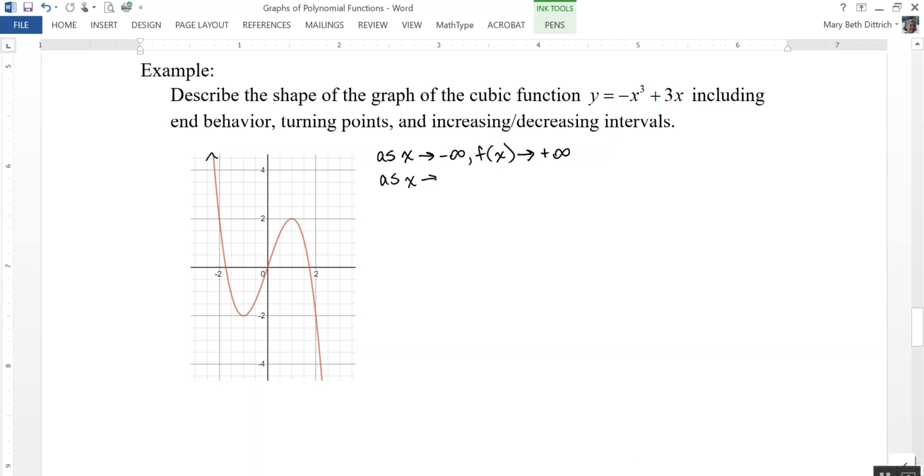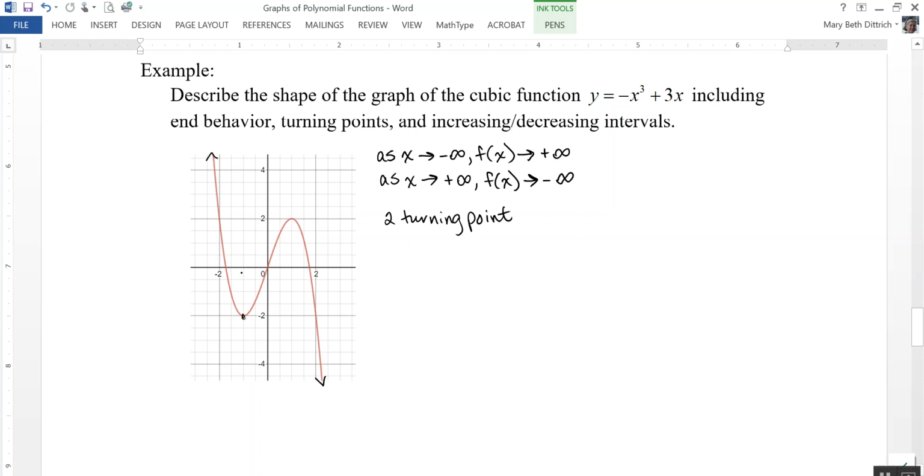As x approaches positive infinity, f of x approaches negative infinity, and that would be this end down here. So as x is getting larger, y is getting smaller. That's my end behavior. Since this graph is of degree 3, it's going to have at most 2 turning points, and those are going to be right here.